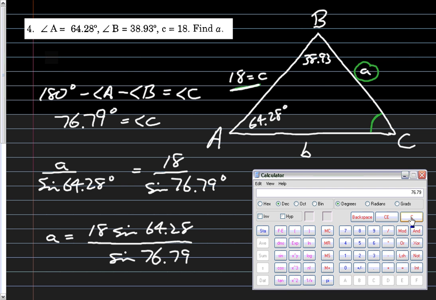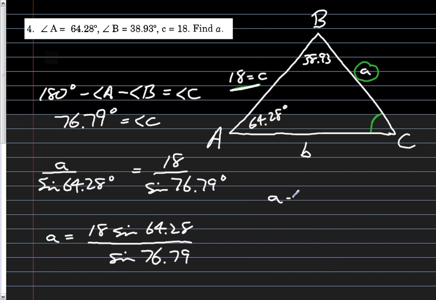So we take out the calculator again. We're going to take 18 and multiply that by the sine of 64.28 and then equals. And we're going to divide that by the sine of 76.79, and equals. And so we can see that side A is 16.66. So we'll write down our answer. A is going to equal 16.66.